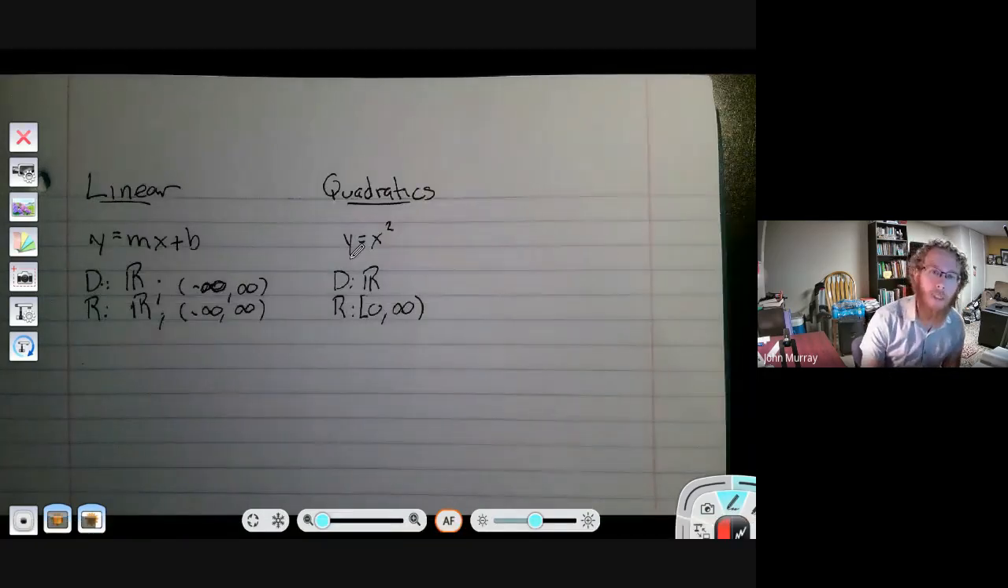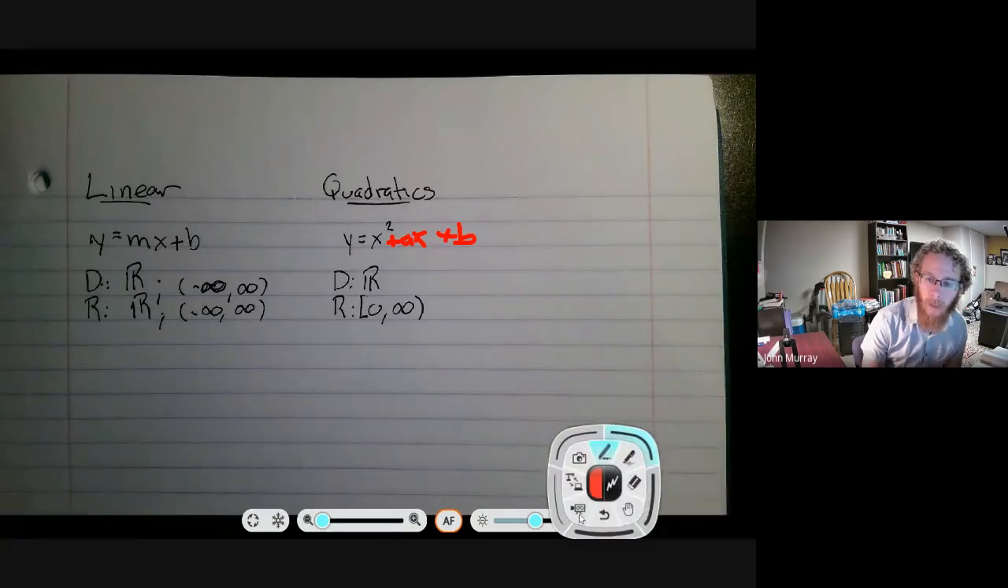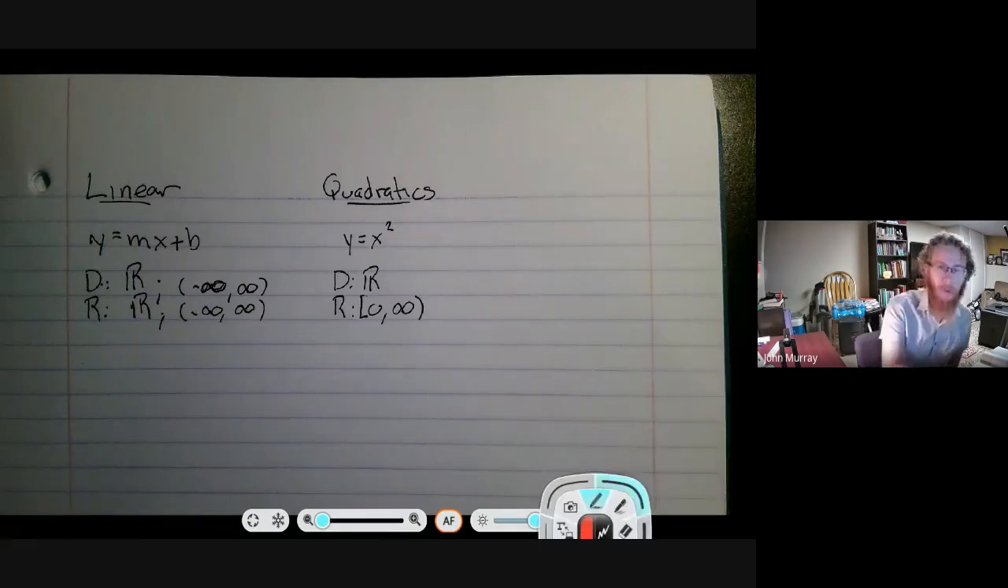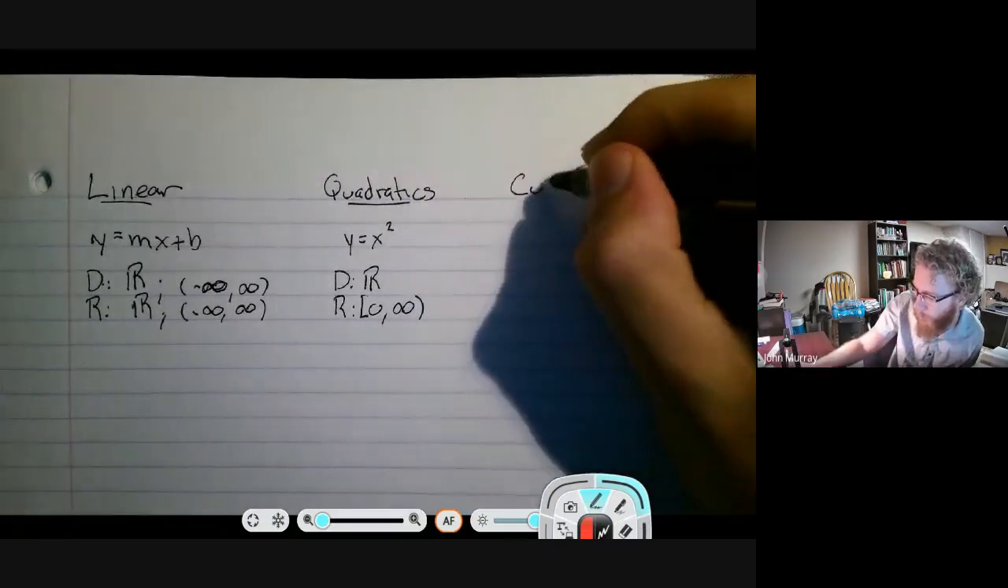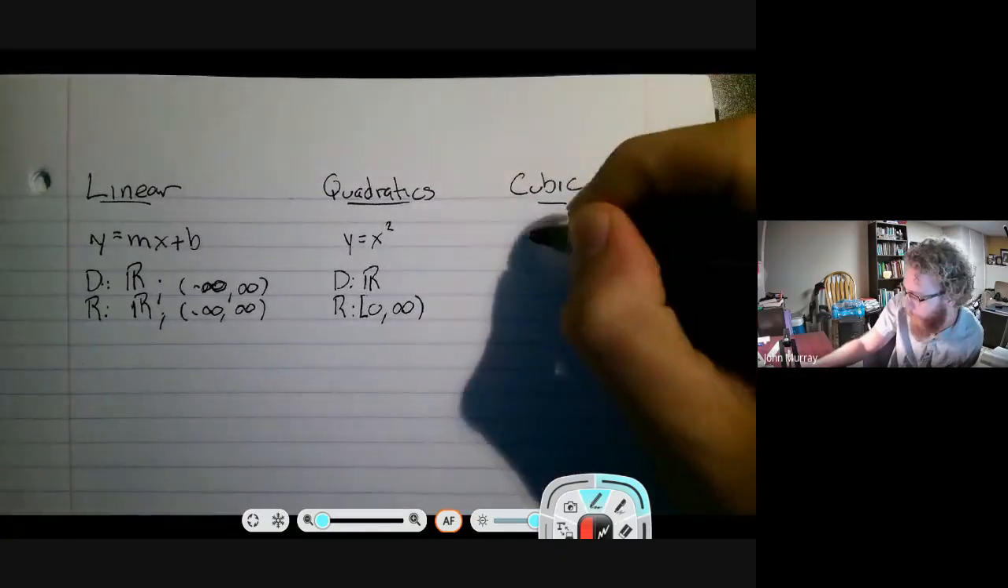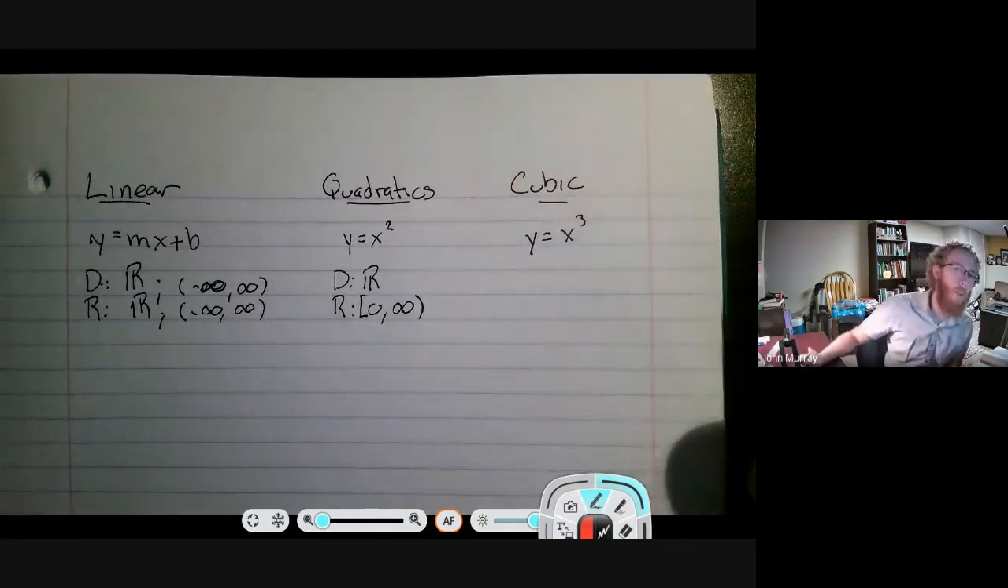So for quadratics, the domain's always going to be the real numbers, but the range depends on if we have anything extra, like an ax plus b or something like that. So that's quadratics. All right, next along those lines, and we can keep going with this, but I'll just do one more. Then we have the cubic.